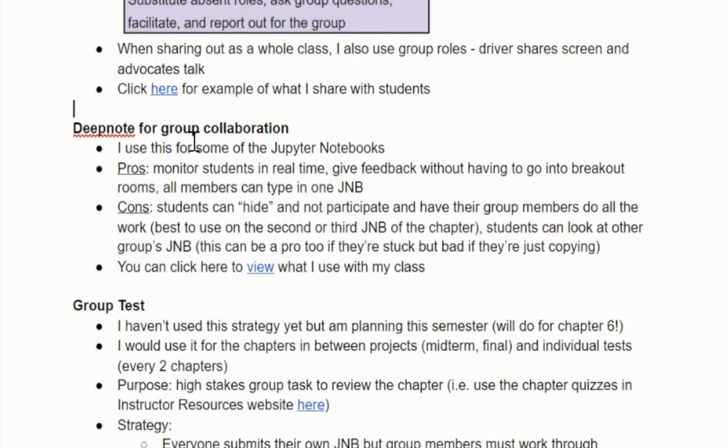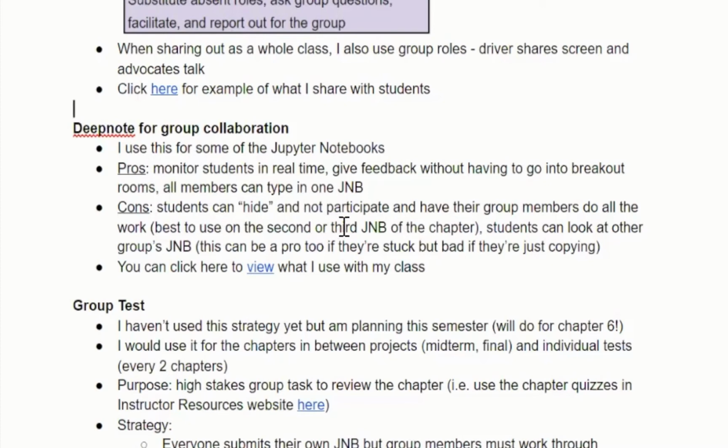So it's good because I can monitor students in real time, versus when it was in their Jupyter notebook on Canvas, I just had to visit their breakout rooms. But I couldn't tell where students were stuck. I only knew they were stuck if they called me in or if I came in and checked in with them.